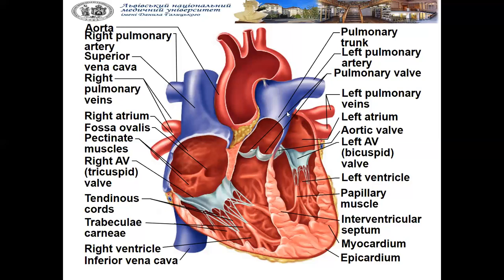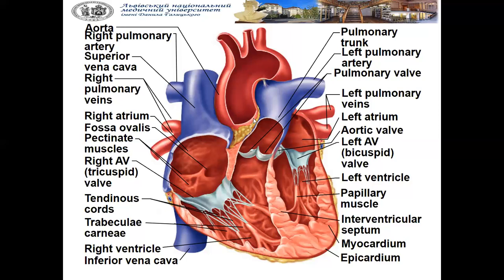The blood from the left atrium goes into the left ventricle through the mitral valve. It's a bicuspid valve. And from the left ventricle through the valve of the aorta, which has three cusps, left, right, and back one, goes into the aorta, the arch of the aorta too.